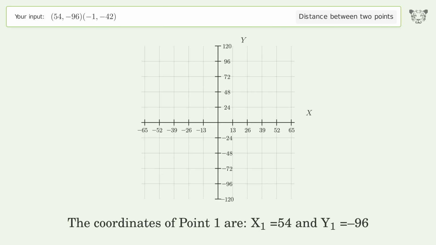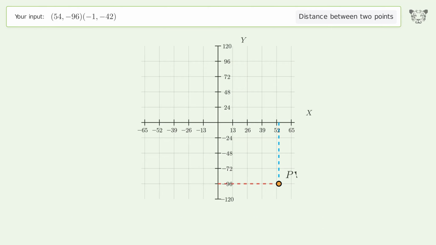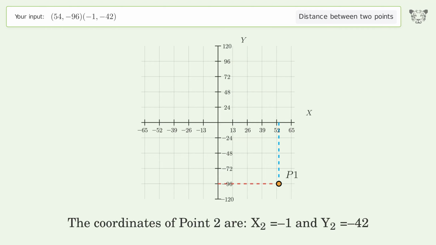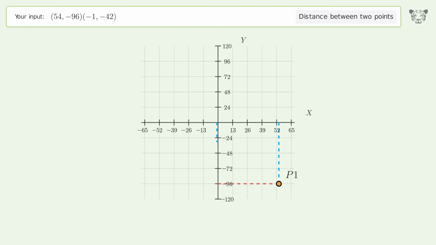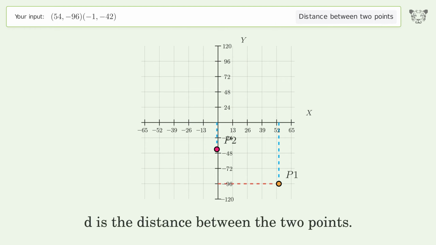The coordinates of point 1 are x1 equals 54 and y1 equals -96. The coordinates of point 2 are x2 equals -1 and y2 equals -42. D is the distance between the 2 points.